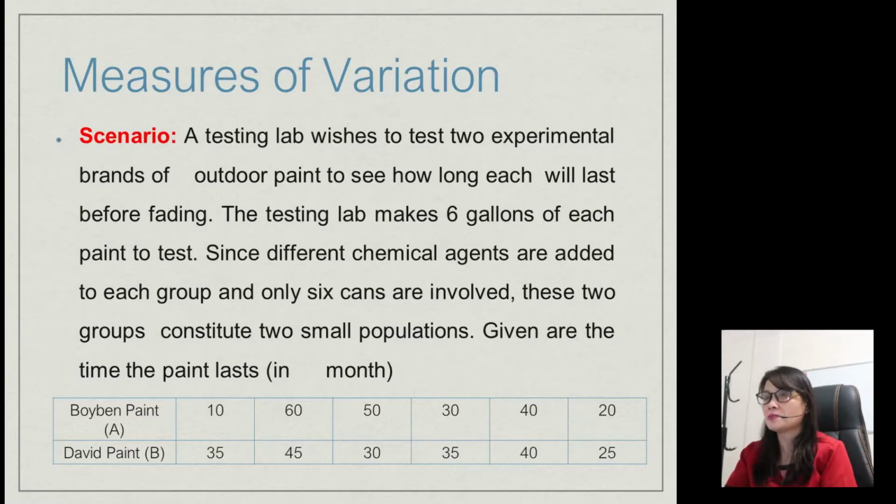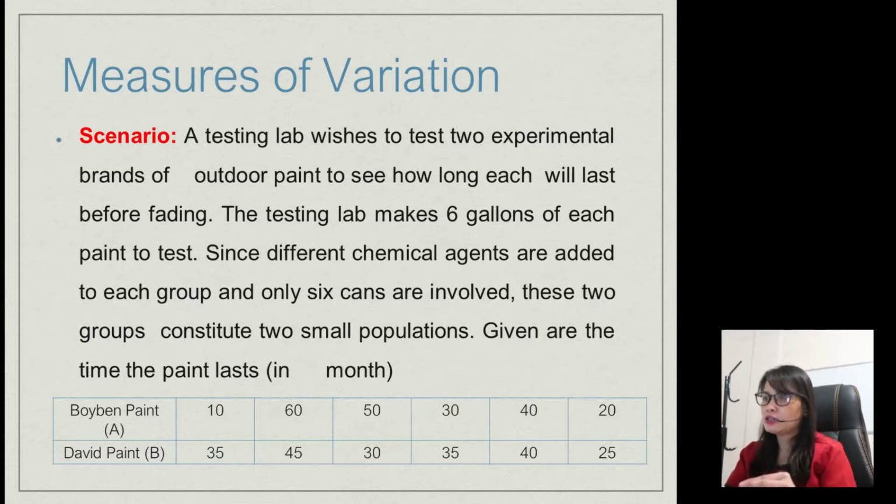So for example, this is the scenario. A testing lab wishes to test 2 experimental brands of outdoor paint to see how long each will last before fading. The testing lab makes 6 gallons of each paint to test. Since different chemical agents are added to each group and only 6 cans are involved, these 2 groups constitute 2 small populations. So given are the time that paint lasts, in number of months. Paint A, the brand is Boy Band Paint. These are the number of months that it will last: 10 months, 60 months, 50 months, 30 months, 40 months, and then 20 months.